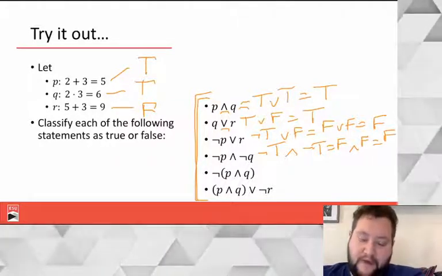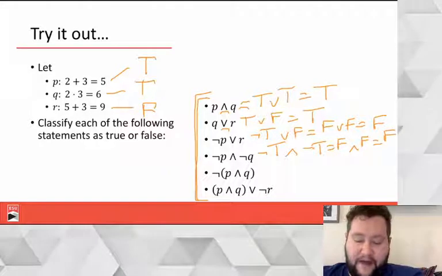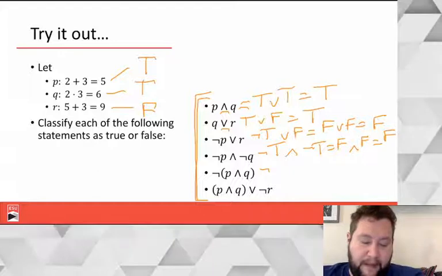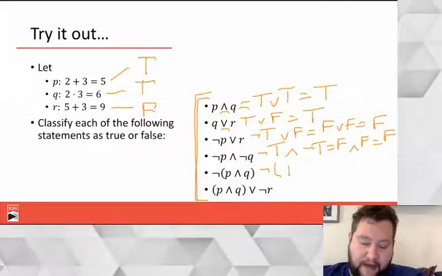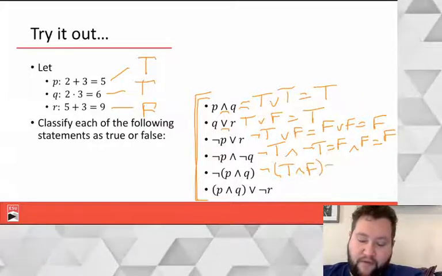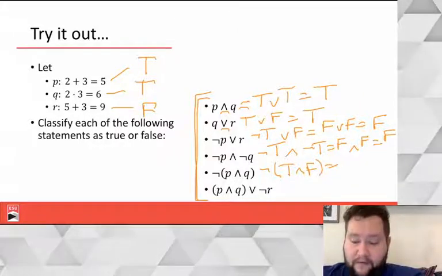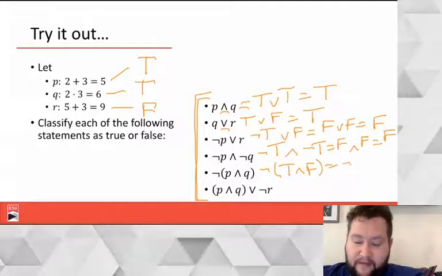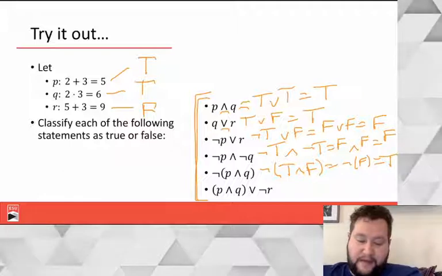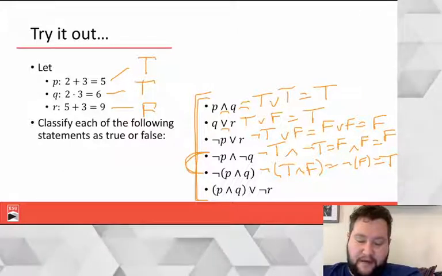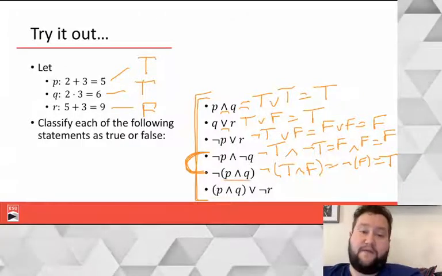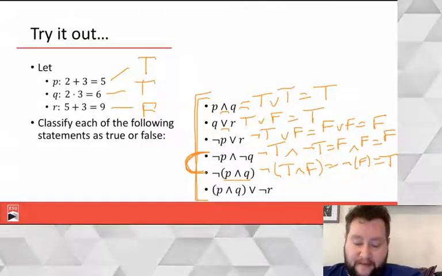So notice that this next one is a little different. It says find P and Q together and then take the not of it. So not, P was true and Q is false. And we know that true and false is false. So we have not false, which is a true statement. Right, and so that shows us that these two rows, not P and Q and not P and Q, are not equivalent, right? Those are not the same sentence.